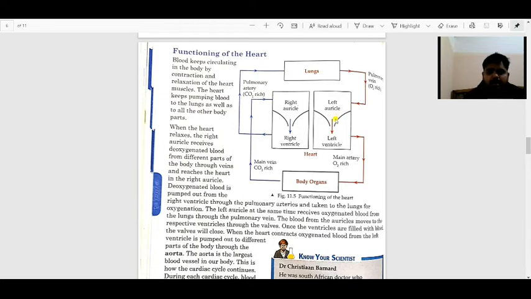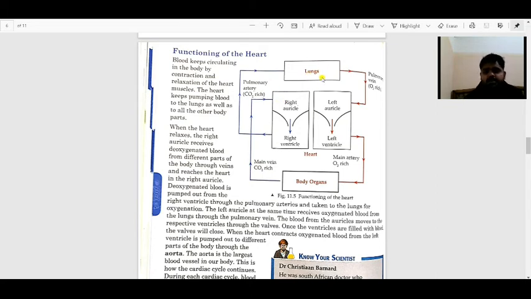Then from the left auricle it will go to your left ventricle. From the left ventricle, when the heart pumps, it will go to your body organs, right. Then from the body organs, after respiration has taken place, oxygen will be used and carbon dioxide will be given out. That blood will come to your right auricle, then go to your right ventricle, and after contraction and relaxation will go to your lungs. So this is a cycle that always flows, right? Lungs to left auricle and left ventricle, then to the organs, then again right auricle, right ventricle, and back to your lungs for the process of oxygenation.